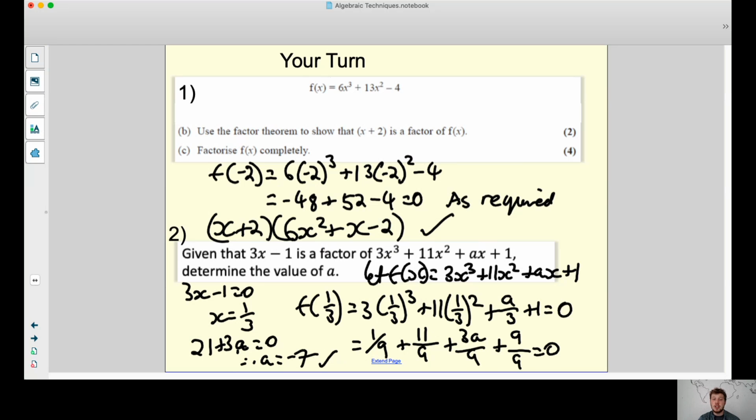So what I'd like us to do, once you've done that, is have a look at exercise 7c, where there should be some questions testing you on the factor theorem.